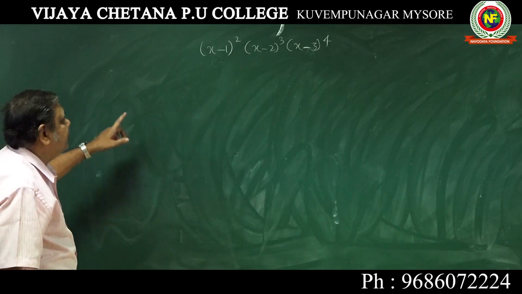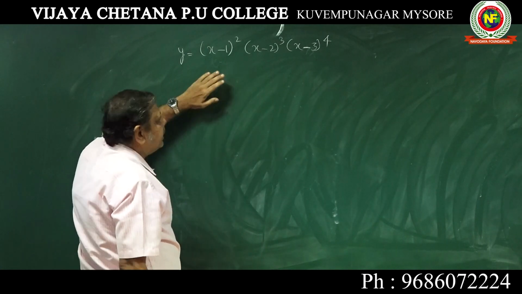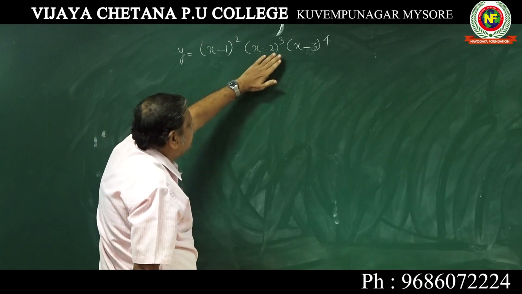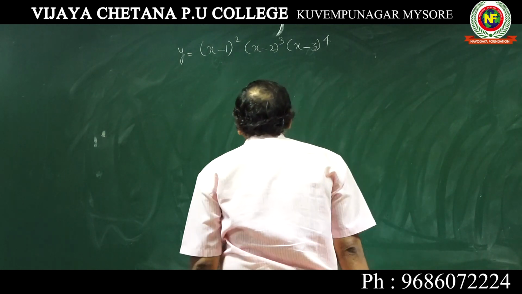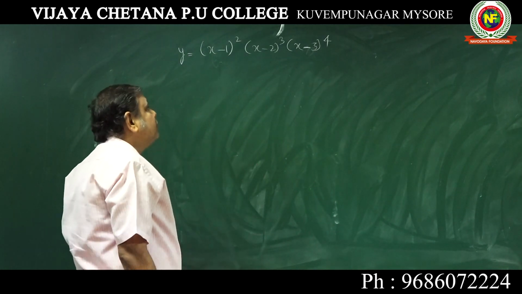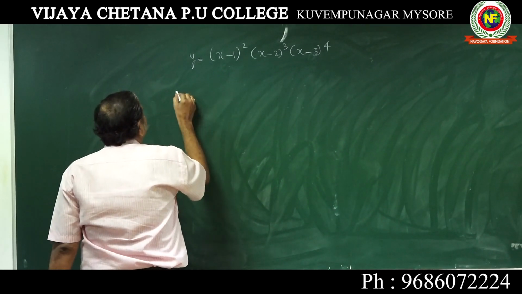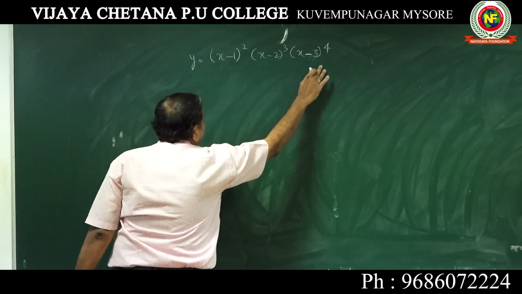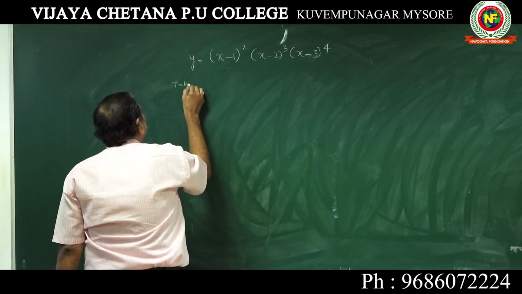Take the differentiation of this, take it as y. I told you, any product having more than 2 terms, it is logarithmic differentiation. You should do it. Now (x minus 1) whole square, (x minus 2) whole cube into (x minus 3) whole to the power of 4. Now taking logarithms both sides, more than 2 products are there, so taking log both sides.